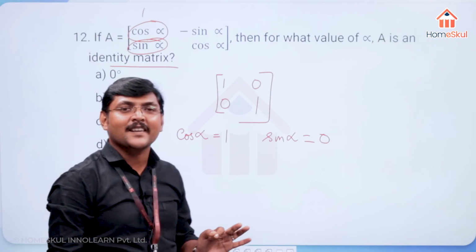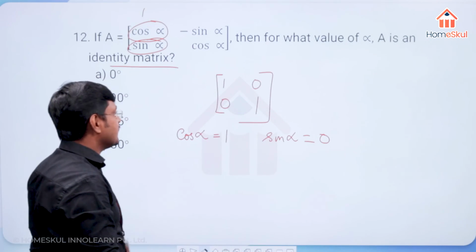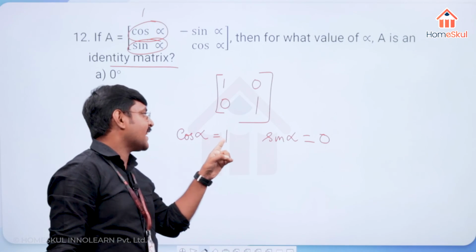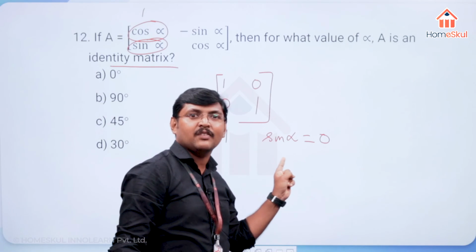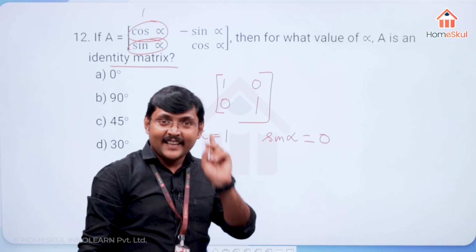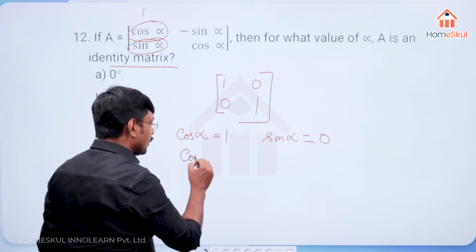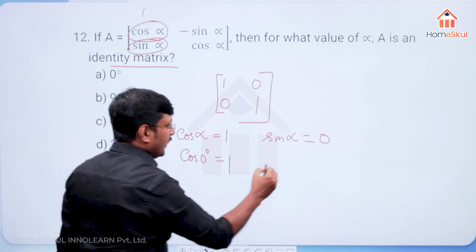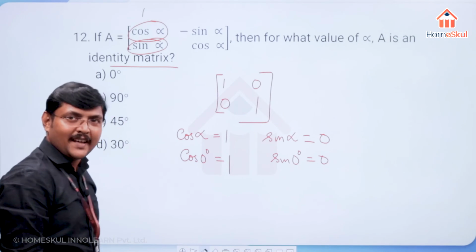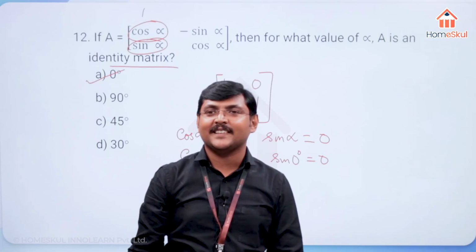If you know the trigonometric table, it is very easy to answer. We need to think which angle of cos will give the answer as 1, and which angle of sin will give the answer as 0. Both angles will be the same, and that angle is 0 degree, because cos 0 degree is equal to 1 and sin 0 degree is 0. So 0 degree is the correct answer. So option A is the correct one. I hope it is clear, right?